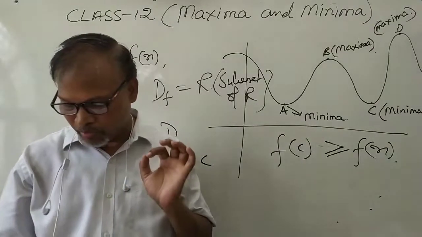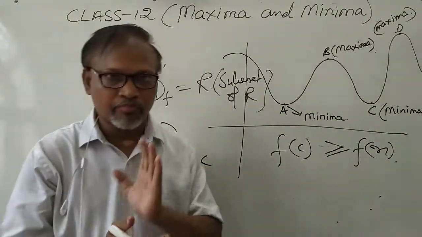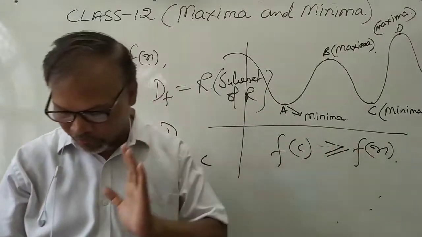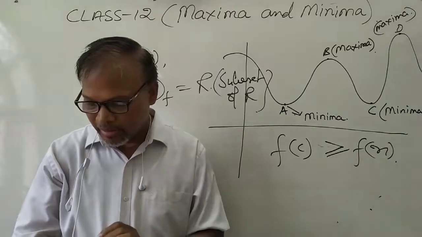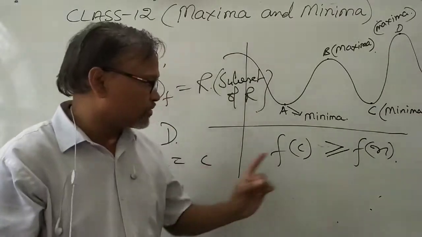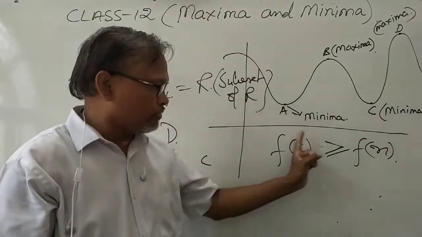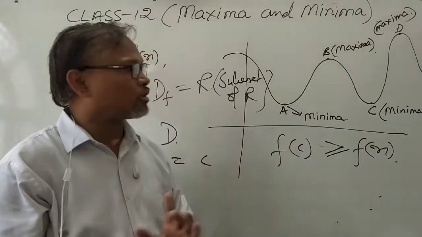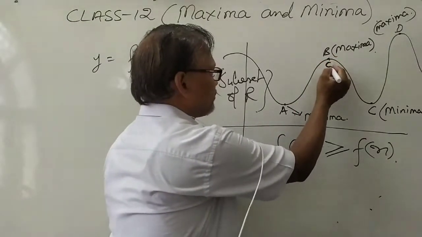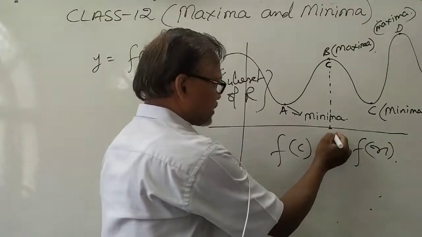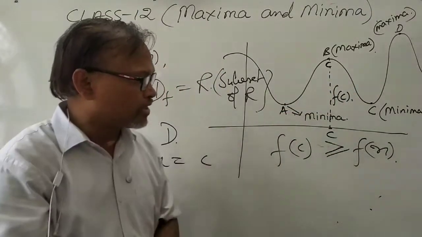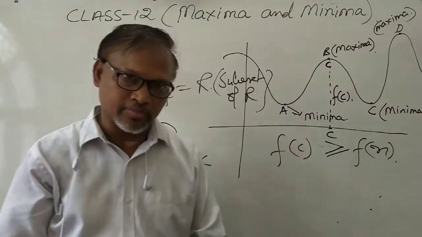If this possibility exists, f(c) is greater than or equal to f(x), then the number f(c) is called the maximum value, and the point c is called the point of maximum. मतलब ये हमारा c point है, मान लो this point is our c, so this will be f(c) and this f(c) must be greater than f(x).